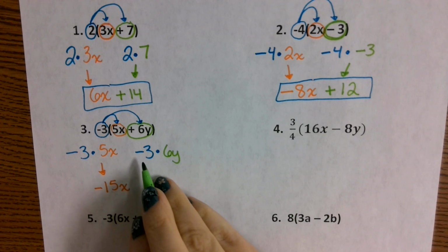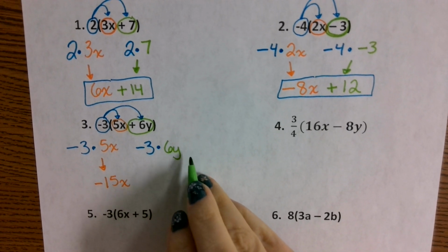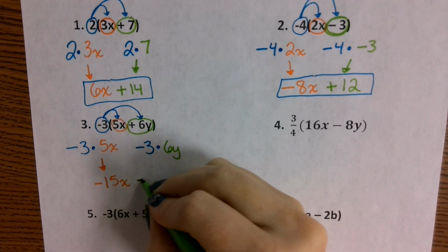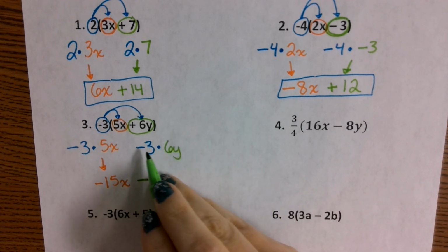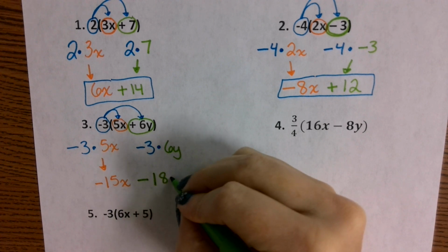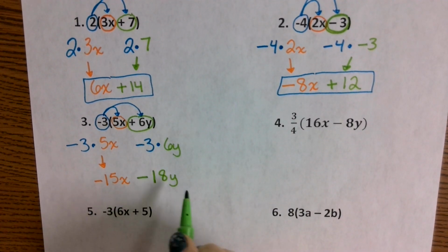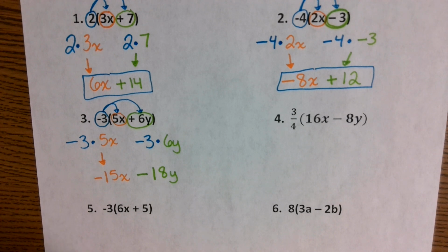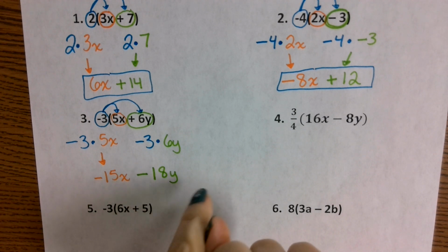Then we've got negative 3 times 6y. Notice that originally it was addition, but now it becomes subtraction because a negative times a positive is a negative, and we get 18y. Now, why can I not go ahead and do negative 15 minus negative 18 here, Montserrat? Because the variables, they're different. One of them's an x, the other one's a y.